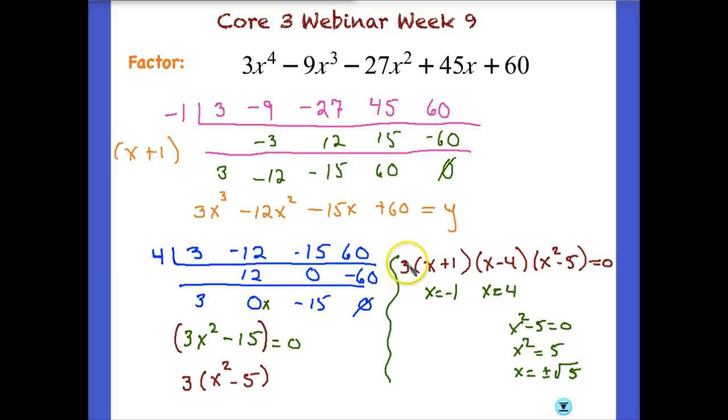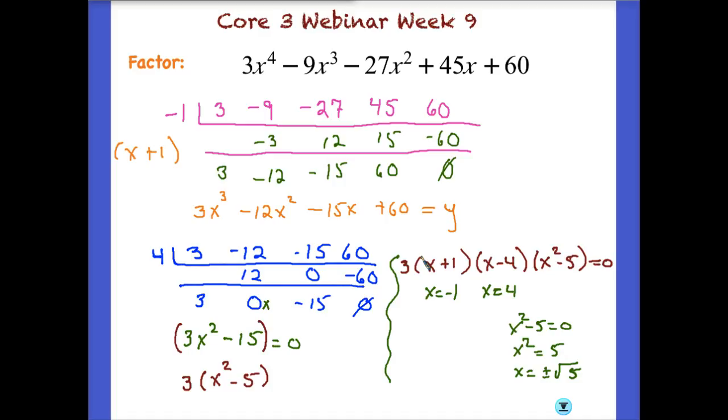And I don't need to worry about the 3 because there's no x with it. So it's just a factor, a multiple, I guess is what I would say better, because it doesn't have an x on it. All right, you guys, so I have my 4 solutions and I have my 4 x factors, so I am in good shape. Any questions on the factoring and going through the steps and the synthetic division? Kind of covered a lot, actually.